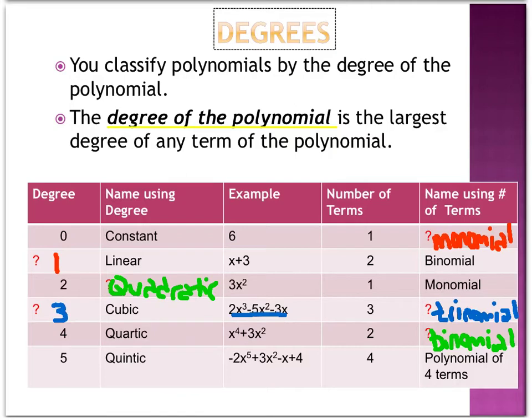So anything greater than 3, we don't have a special name, so you just name it as polynomial of however many terms, okay? So if there's 7 terms, it's a polynomial of 7 terms. Now, as far as classifying it by degree, we're going to only go up to 5. So we're only going to talk about linear, quadratic, cubic, quartic, and quintic.